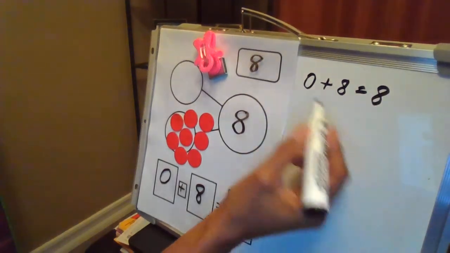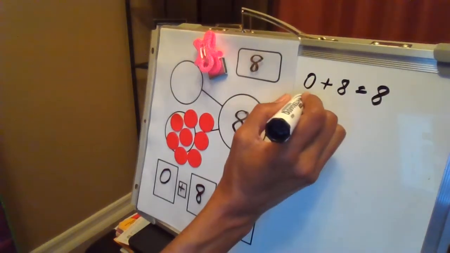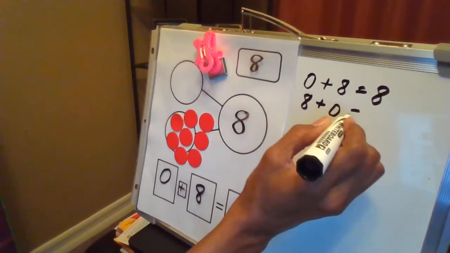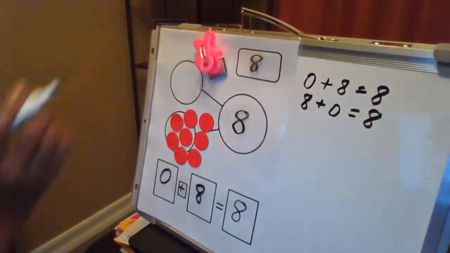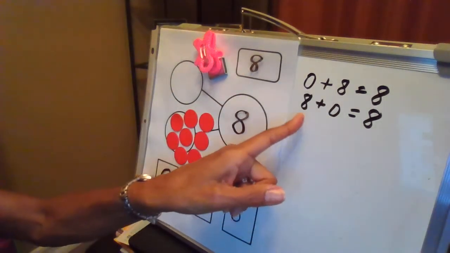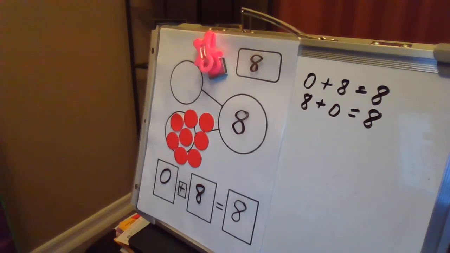And notice I can also change these numbers around and put 8 plus 0 equals 8. It doesn't matter what order those numbers are in. The sum will still be 8. Whenever you add 0 to a number, the sum will always equal that number. All right, now I want to make another number sentence.